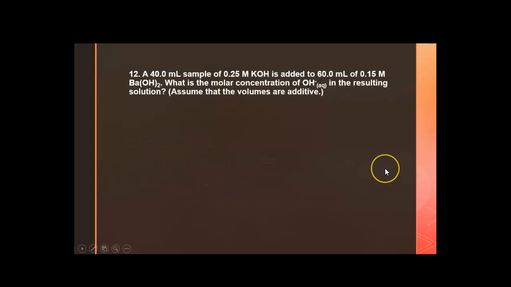Number 12. This caused a lot of trouble for quite a few students. So we've got 40 milliliters of 0.25 molar KOH and 60 milliliters of 0.15 molar Ba(OH)2. What's the molar concentration of hydroxide in the resulting solution? You're going to be working with barium hydroxide in second-year chemistry, so you ought to get used to this. We're assuming then that the total volume is 60 plus 40.